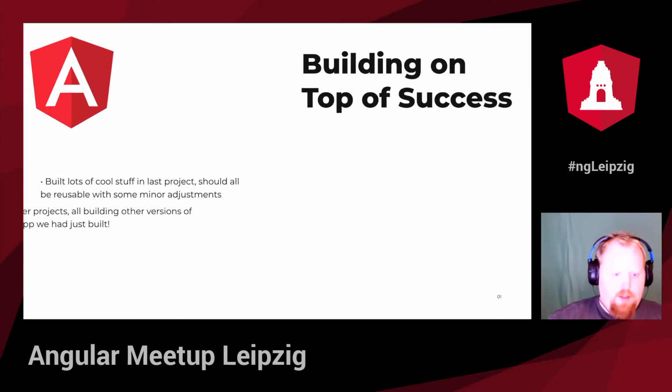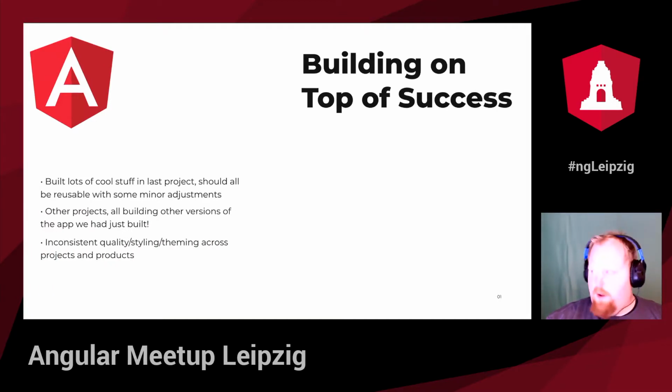So we had built a lot of cool stuff in the last project. It seems like we could reuse it. There's a bunch of other projects going on in our company at the time, and they're all doing the same stuff at some bottom layer. There's only so many things you can do in an admin portal, I think, at least for the stuff we were doing. And there's inconsistent quality, styling, theming, versions even across all of our different projects, and even frameworks across all of our different stuff. So it felt like every time we had a new task, we were just rebuilding the world.